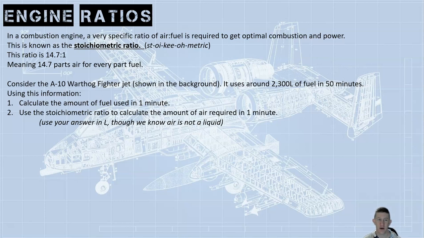Let's consider the A-10 Warthog fighter, which is the background image of these slides. It uses about 2,300 litres of fuel in just 50 minutes of flight. So what I want you to do is use this information and calculate the amount of fuel that it would use in 1 minute. Then use the stoichiometric ratio to calculate how much air it would need in a single minute of engine time. Obviously, air is not litres, so we can't really do that perfectly, but let's just treat it like that. We know it's not a liquid, but your answer can be in litres. So how many litres of air would we need in 50 minutes for this thing to run?